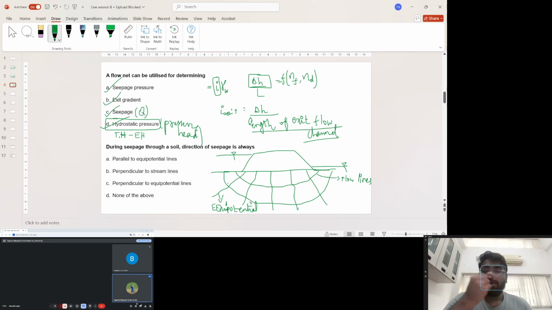Now, the flow occurs always parallel to the flow lines. So that means flow lines and equipotential lines are at 90 degrees, right? So hence, the direction of flow, that is the direction of seepage, is the direction of flow of water through the soil mass. So now the direction of flow will always be perpendicular to the equipotential line. So this should never be forgotten. So the direction of flow will be parallel to the flow lines and always perpendicular to the equipotential lines. Right? Any doubts?